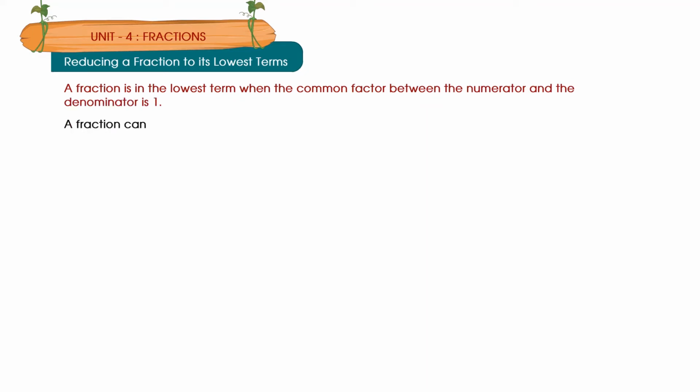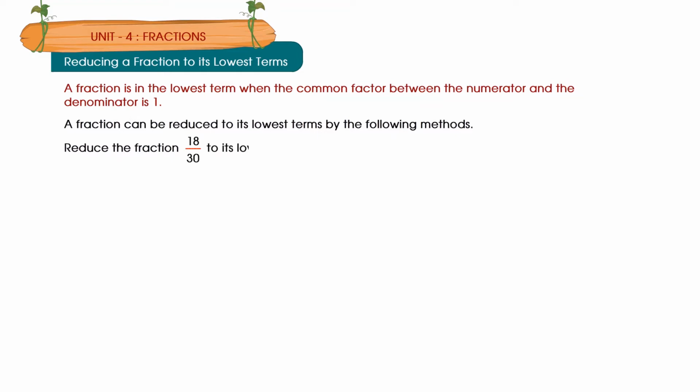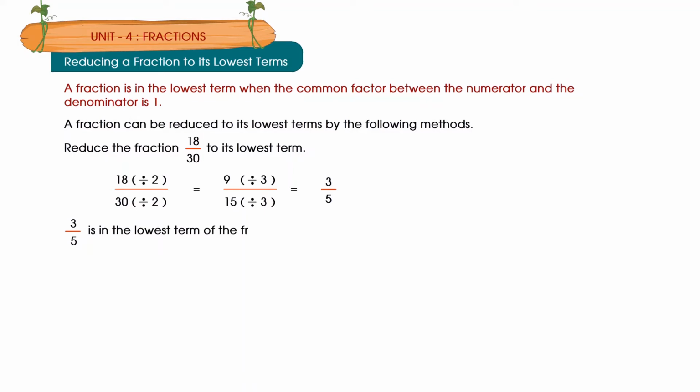A fraction can be reduced to its lowest terms by the following methods. Reduce the fraction 18 by 30 to its lowest term. 18 divided by 2 by 30 divided by 2 is equal to 9 by 15. 9 divided by 3 by 15 divided by 3 is equal to 3 by 5. 3 by 5 is in the lowest term of the fraction 18 by 30.